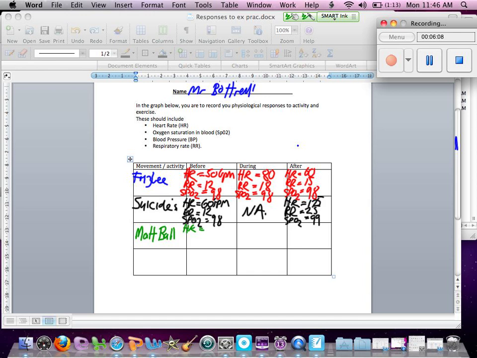My respiratory rate, of course, is in line with my heart rate. Let's say my respiratory rate was 14. Let's say it's a little bit higher because of this activity here. I just finished my activity, so it's a little bit higher. And my SpO2, 98.